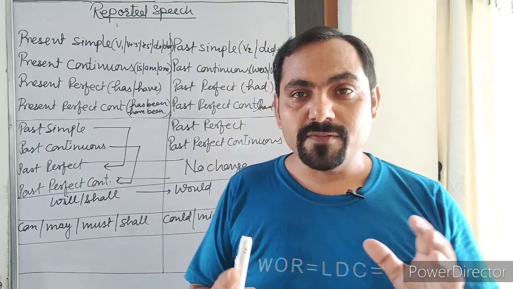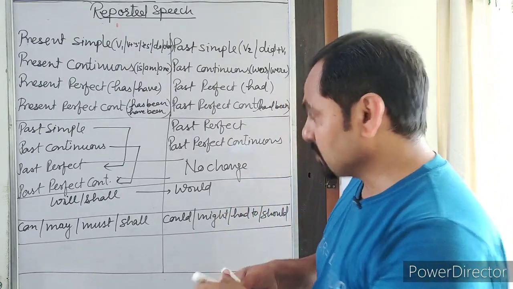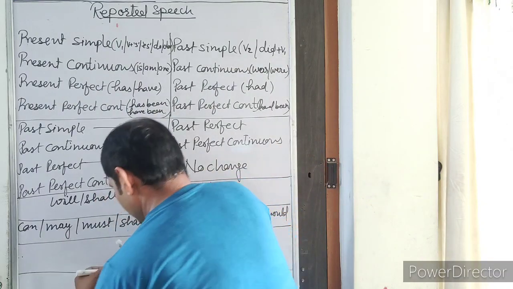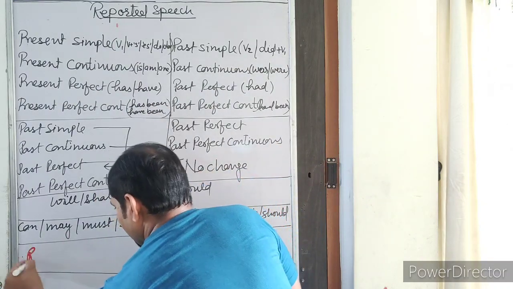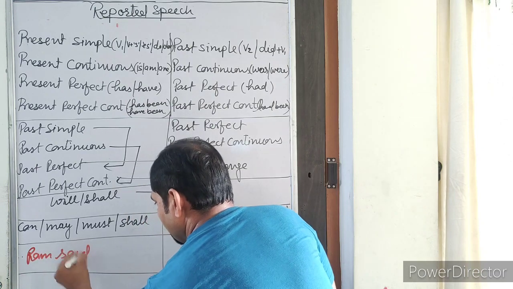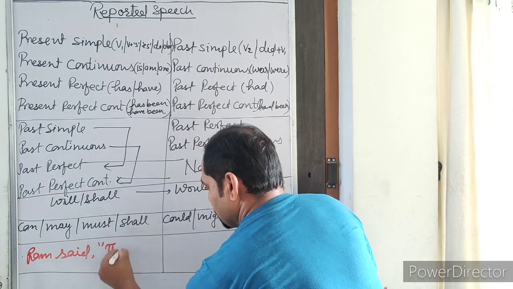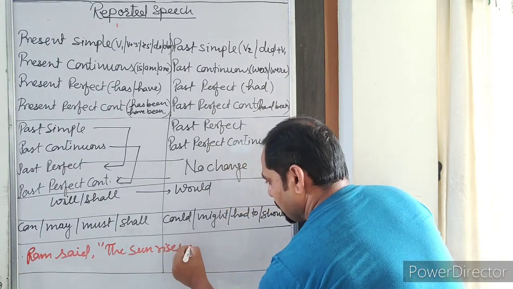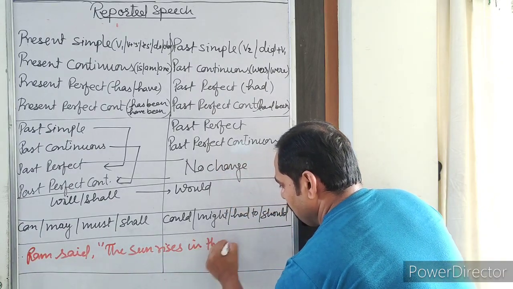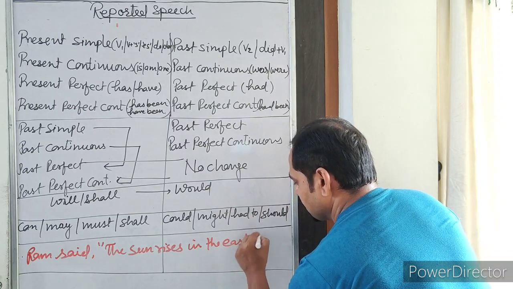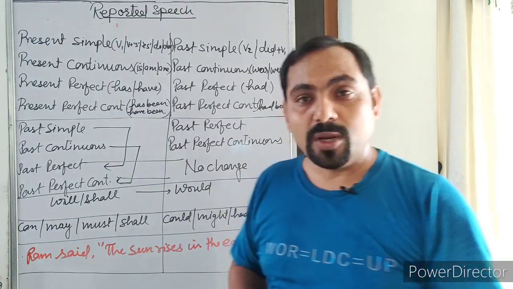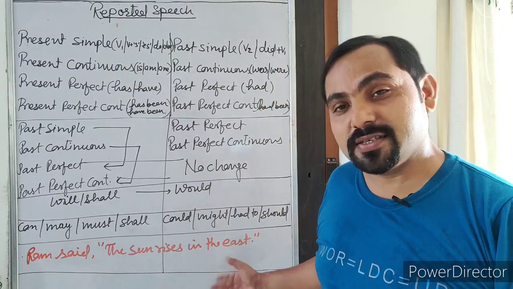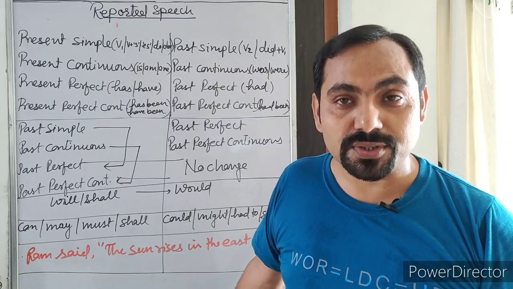For example, suppose I am taking one example, Ram said, "The sun rises in the east." Then it will be unchanged, like Ram said that the sun rises in the east. Why? Because it is a universal truth, right?